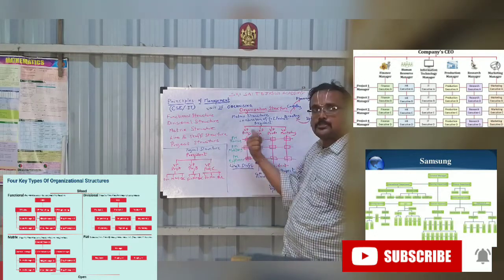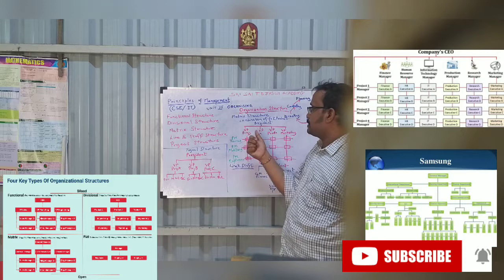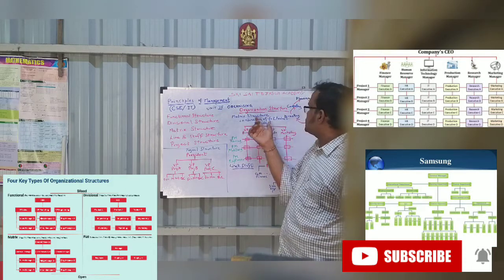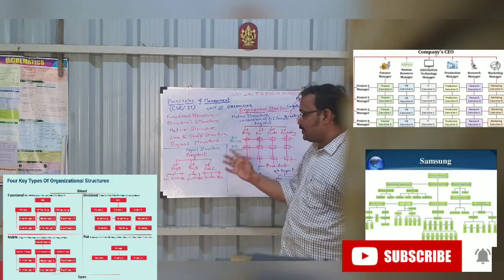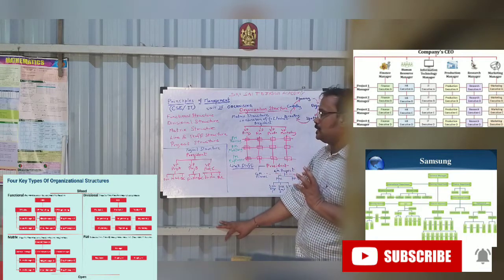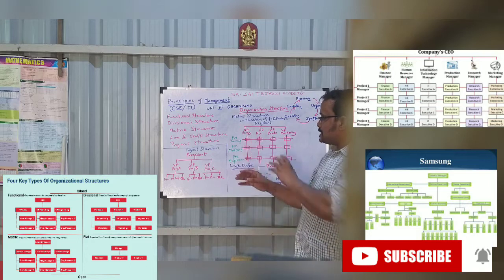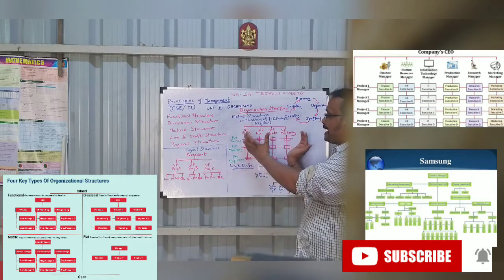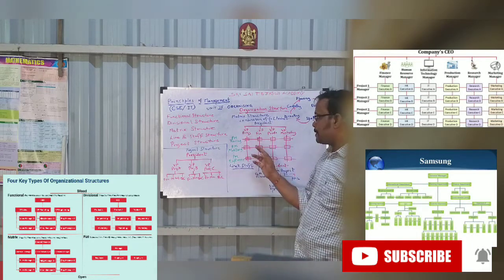We have seen function and division structure. Let us see matrix structure. So this is a combination of function and product. Function is marketing, finance is function. Function and product. So now this is formed in the form of a matrix. So hence the name matrix structure.